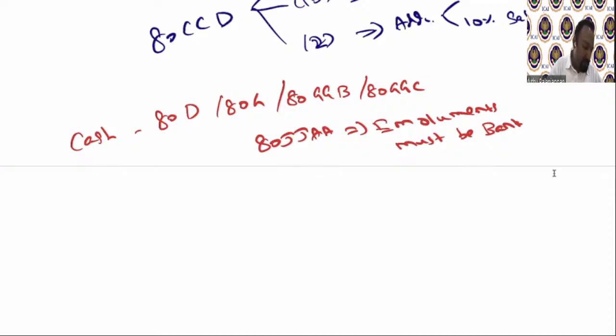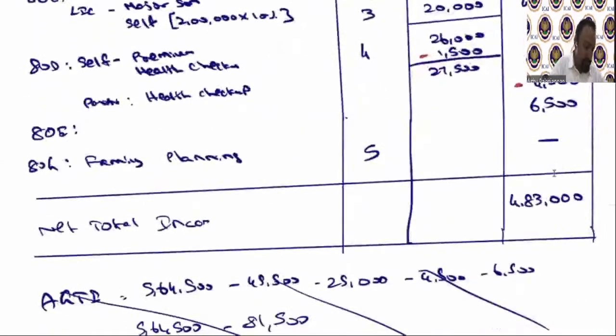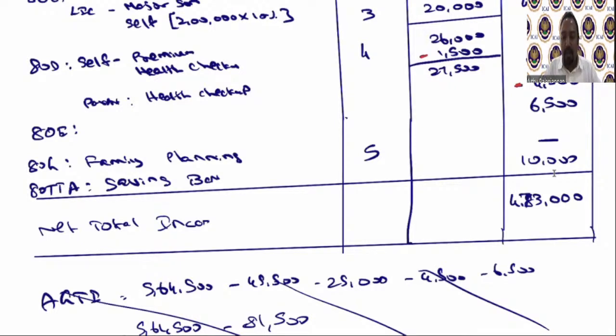Yeah, Nitin, sorry, I guess I missed out the 80TTA deductions. 80TTA savings bank, so it's 10,000. So this will be 4,73,000. I'm sorry for that. Yes, Nitin, so it must be deducted.